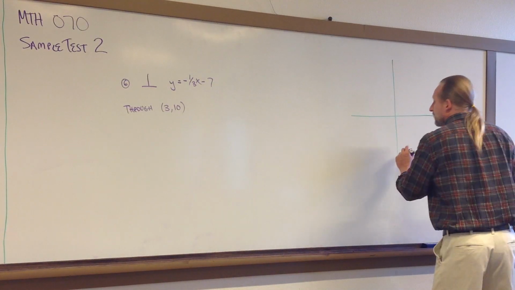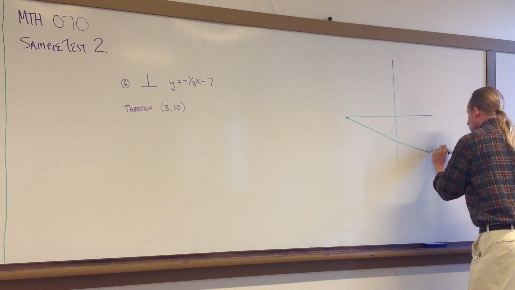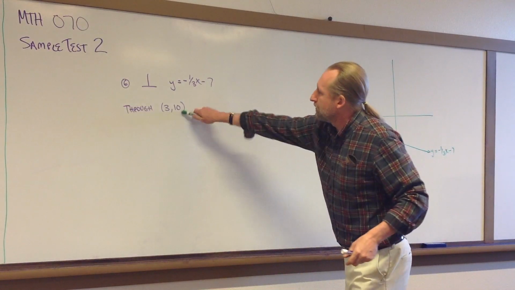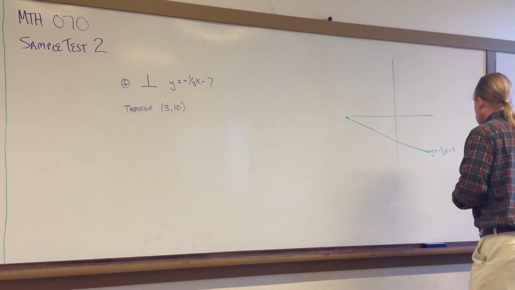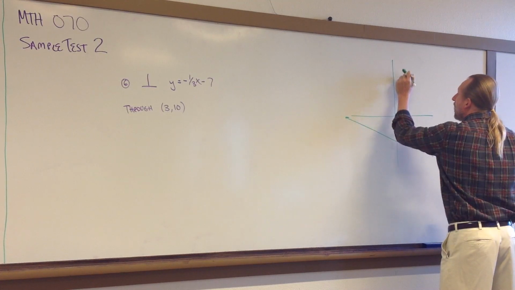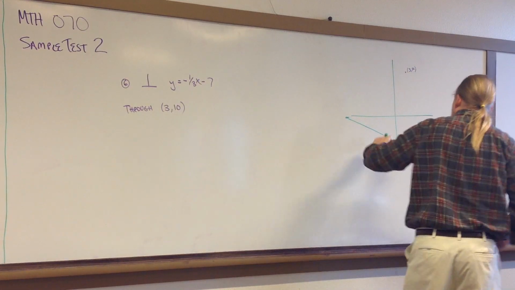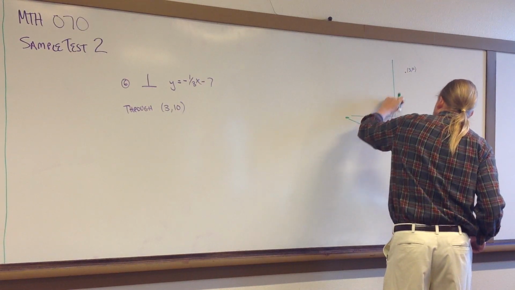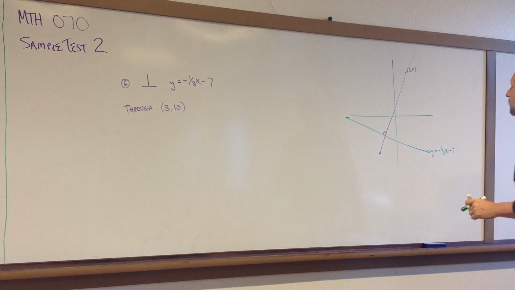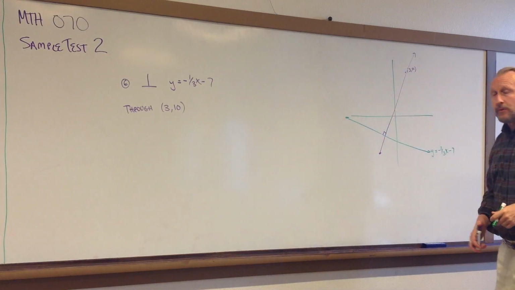So at -7 with a slope of -1/3, it's going to look something like this. Now we want a line that's going to pass through the point (3, 10). Let's see here. So that's going to be like here, and then up here. And we want it to be perpendicular to this line. So it's going to do something like that. And there's that 90-degree angle that shows that they're perpendicular. So we need to find the equation for this purple line.